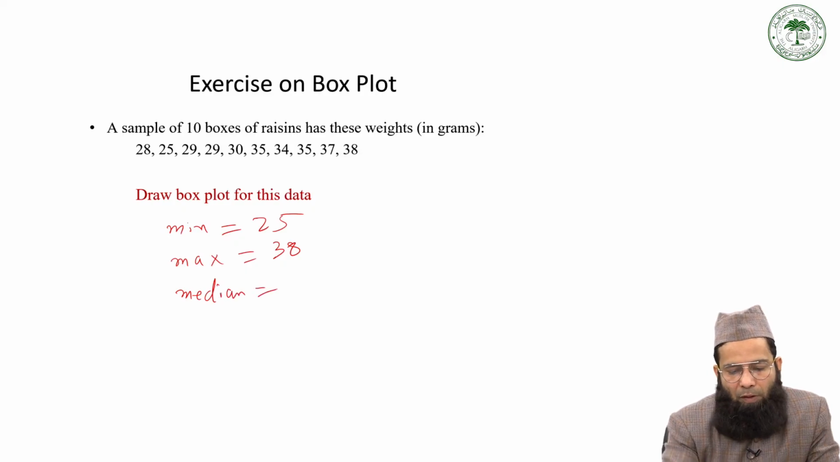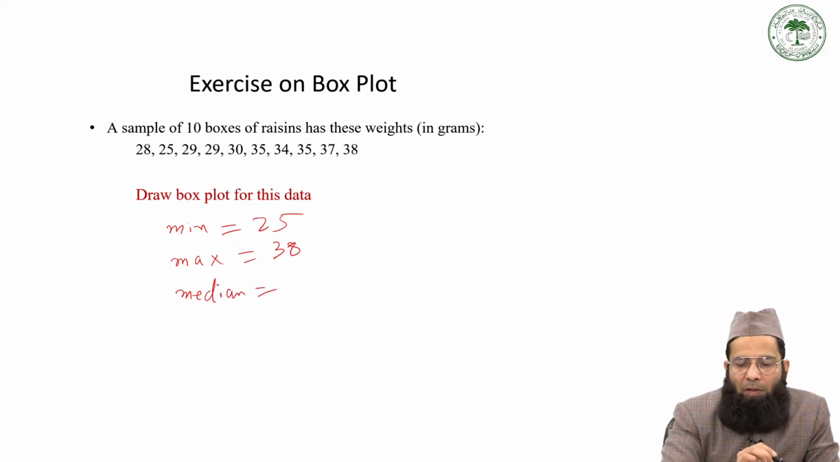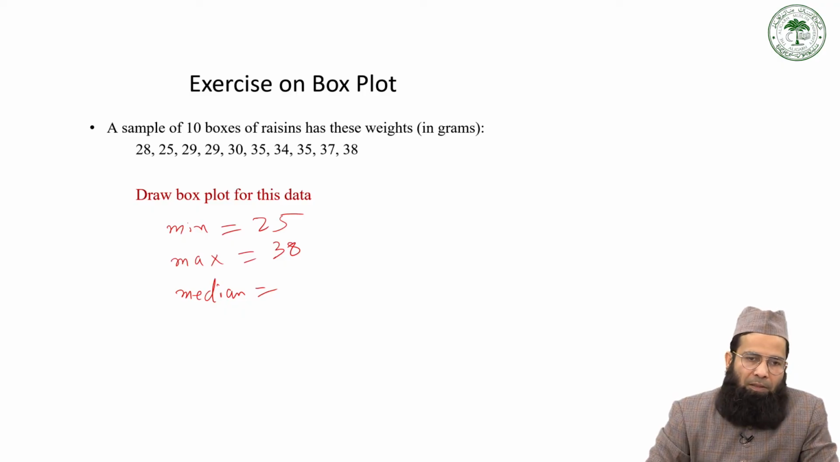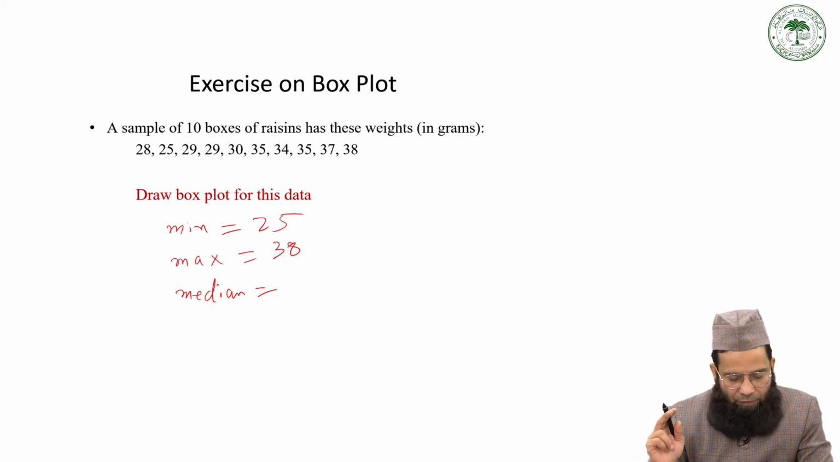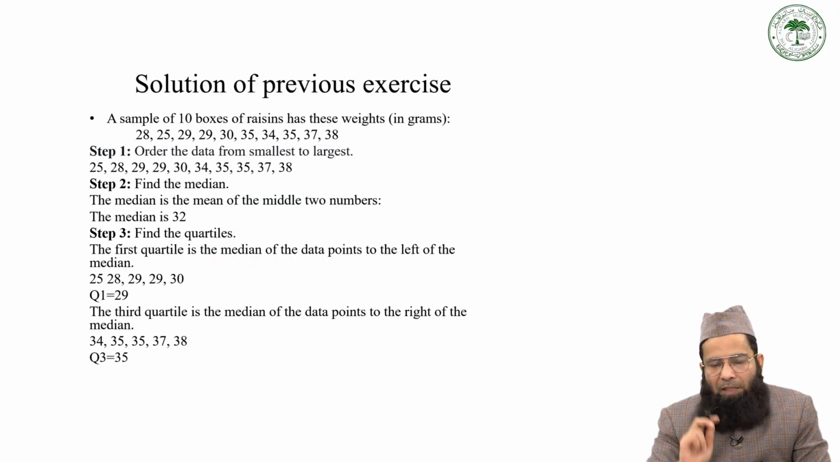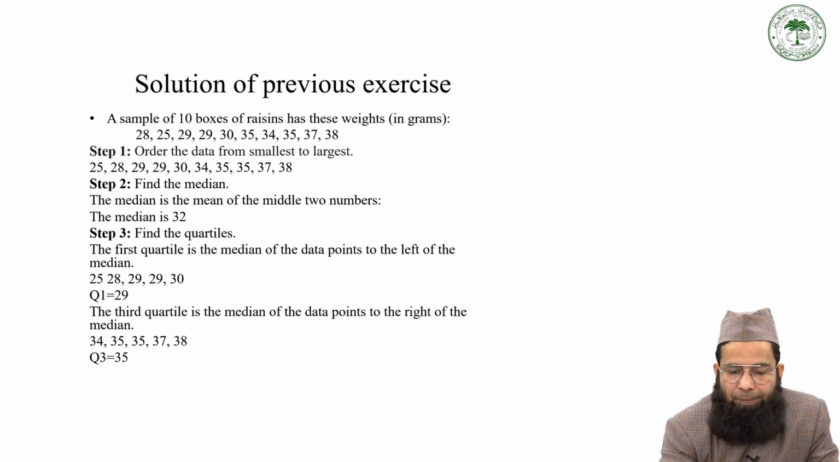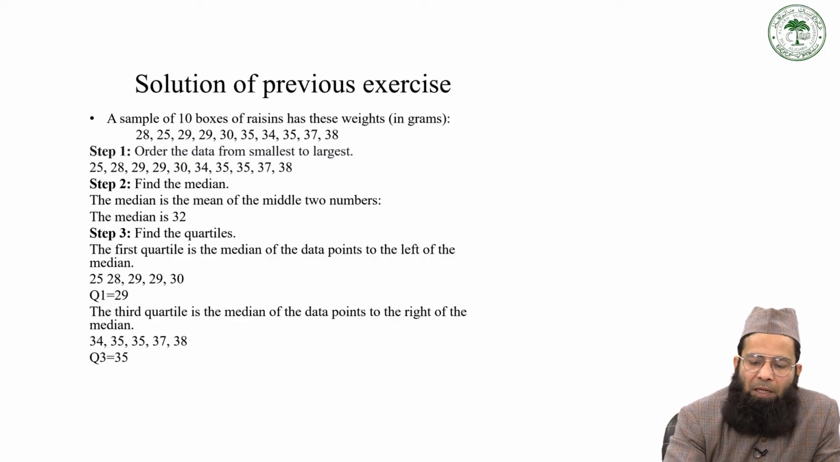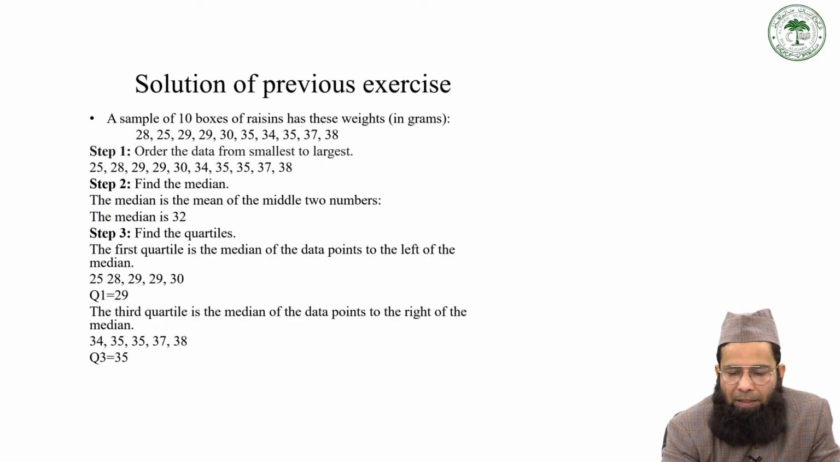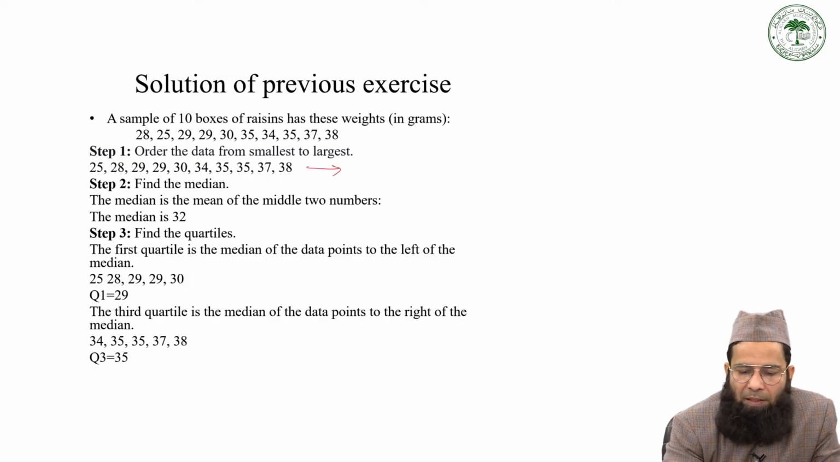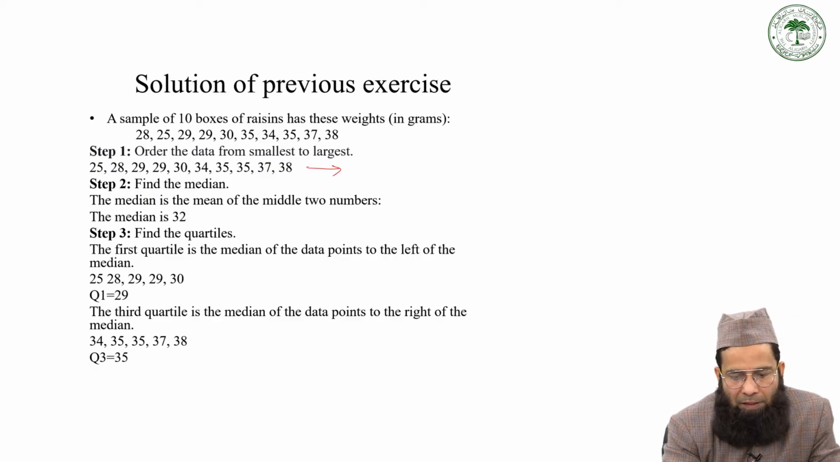So what I will do for finding the median, I need to sort this list, right? The list would be 25, then 28, 29, 29, 30, 35, and in this way. So the middle element will be the median. In this case, here is the solution. In step 1, first I have ordered the data from smallest to largest, and we have calculated the median value. And what is the median value?